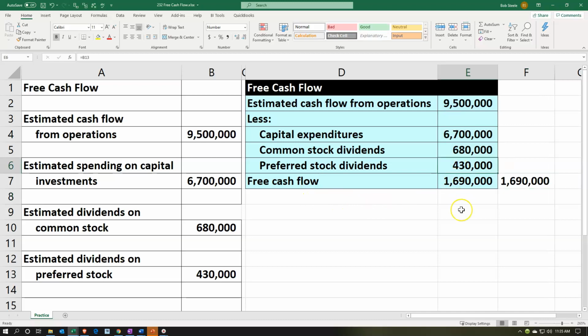So then I'm going to put an underline under the 430. So we're going to put our cursor on that, home tab, font group, underline. Let's double underline the free cash flow, because that's the thing we're looking for. So that's the important thing. It needs a double emphasis, double underline: home tab, font group, drop down, double underline.